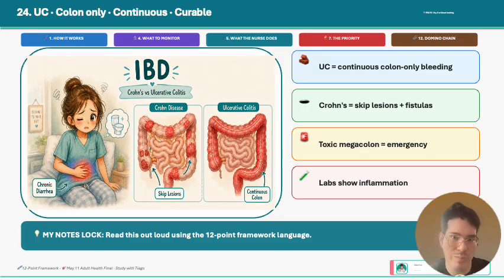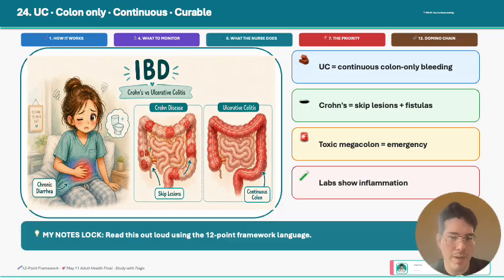So in UC, the inflammation is usually limited to the mucosa and the submucosa because the colon lining is inflamed. And in ulcerative colitis, the classic symptom is bloody diarrhea. Patients may also have urgency, cramping, weight loss, fatigue, and tenesmus, right? Which is the feeling of needing to keep passing stool even when the bowel is empty.